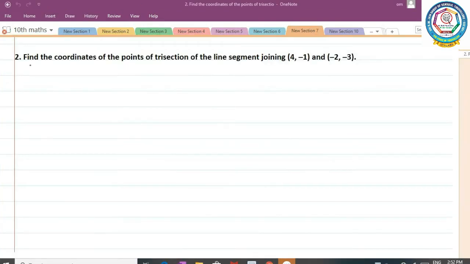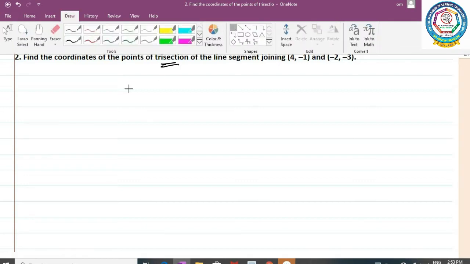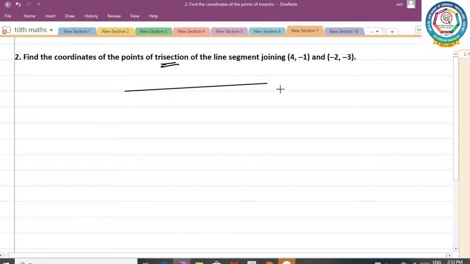Sum number 2. Find the coordinates of the points of trisection of the line segment joining (4, -1) and (-2, -3). The line segment coordinates are given, and that line segment is divided into 3 equal parts. Trisection means 3 equal parts. Here, this is the line segment.